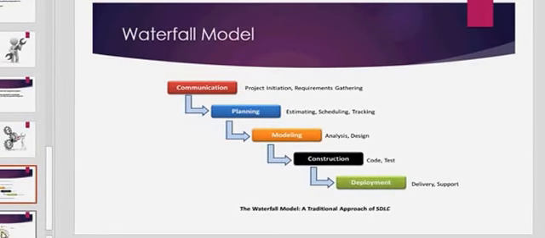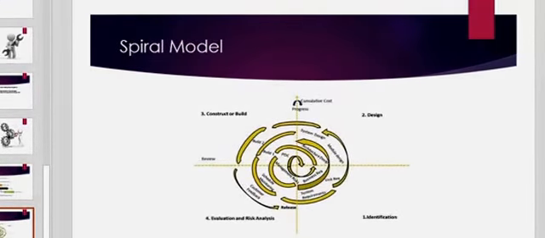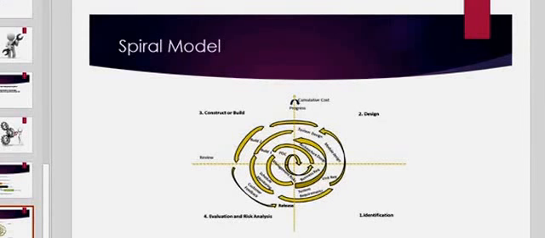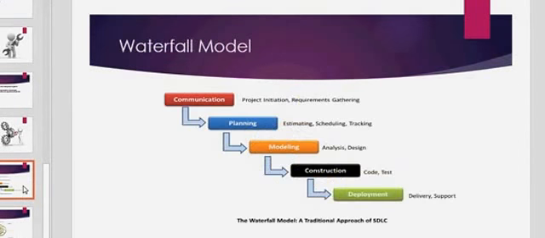Another model which we will deal with is the spiral model. In the spiral model, we basically have four things: identification, that is gathering the requirements; designing; construction or build, that is your coding; and evaluation and risk analysis. This final stage is called testing. Once it has gone through testing, the product finally goes out in the market. This is how the complete SDLC flows. These two are the basic models of SDLC.